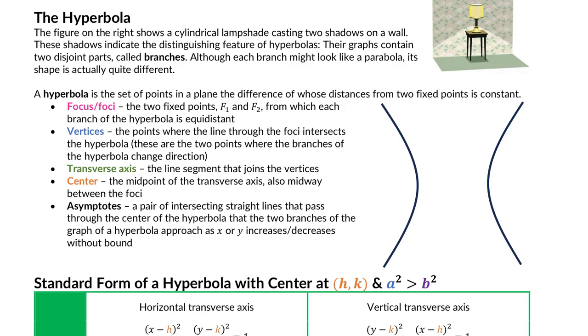The focus, or the foci, are the two fixed points, F1 and F2, from which each branch of the hyperbola is equidistant. This time we're doing the difference instead of the sum. The foci this time are not inside of the shape itself, in between the lines. The foci are going to be inside the branches themselves. They're like a focal point inside each branch. So that is the focus.